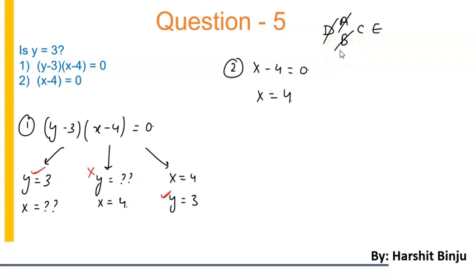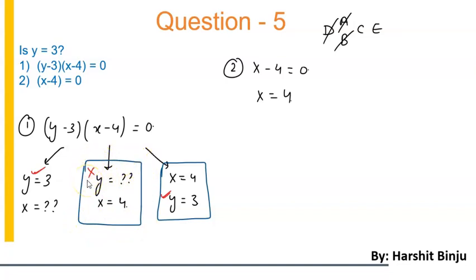Now if I combine both of them, then I'll have to see where all x is coming out to be 4. So x is 4 in this case and x is 4 in this case. That's for sure. Now in the rightmost case, when x is 4, then y is also 3. But in the middle case, when x is 4, y can take any value possible. So even after combining, do we have a conclusive answer? No, we don't have a conclusive answer. So this is the correct option that you are doing.